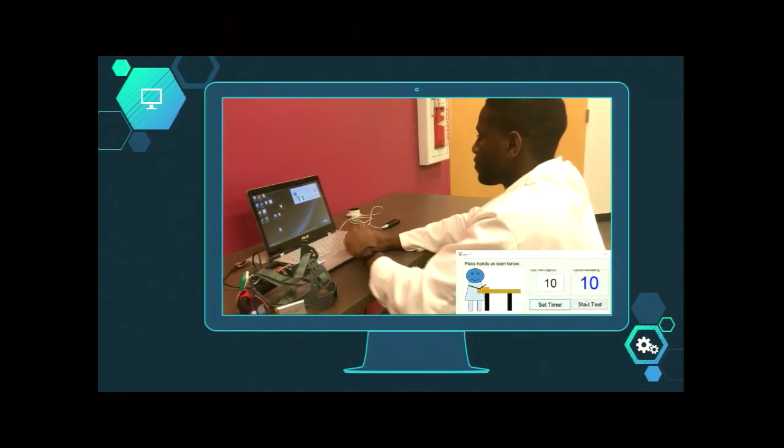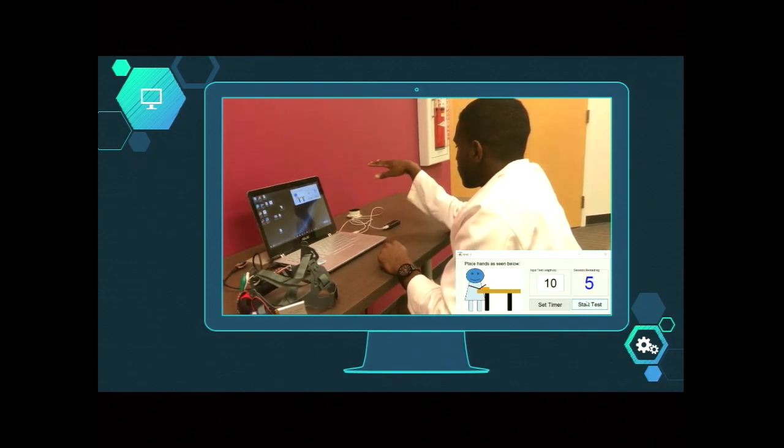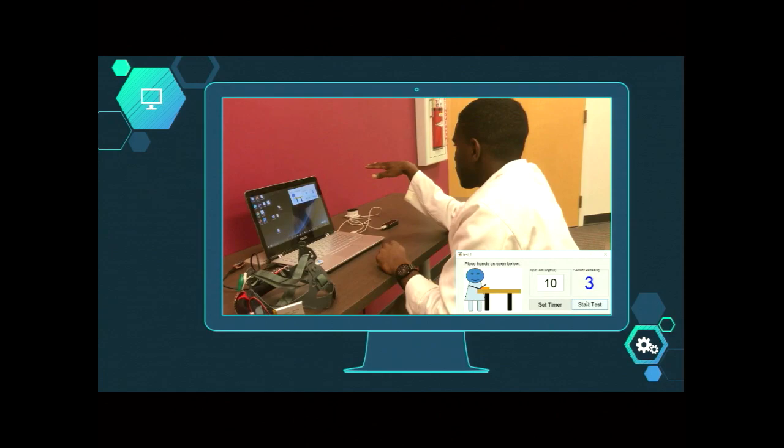After agreeing to this, the patient will place his hand over the tracking camera, which will then analyze the X, Y, and Z position of all 20 of the points on the hand.